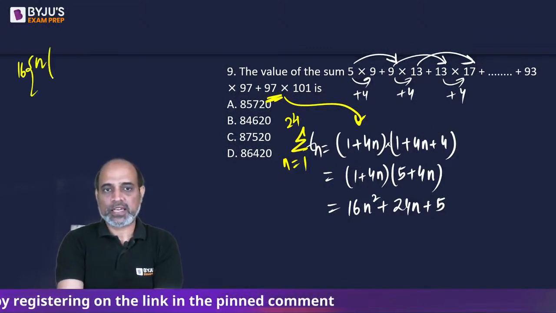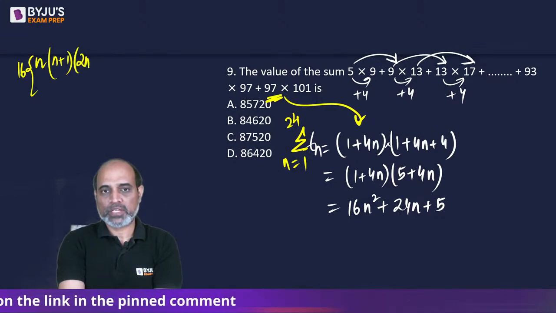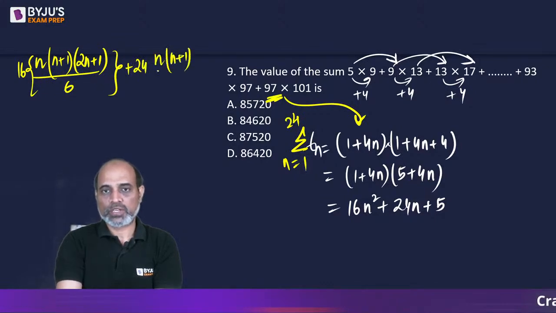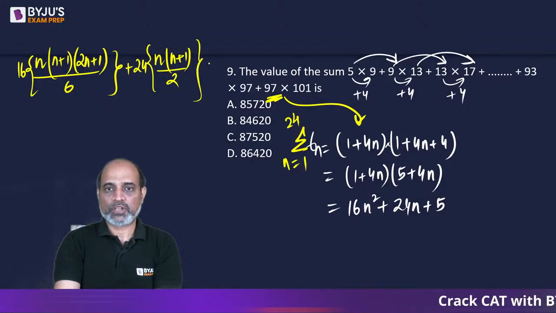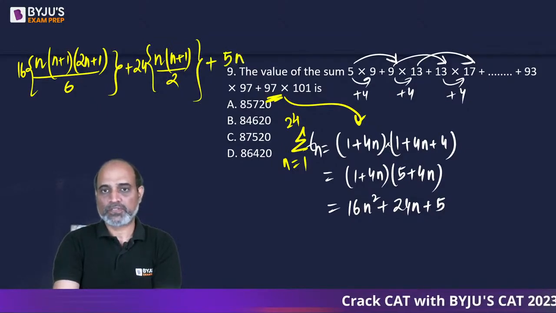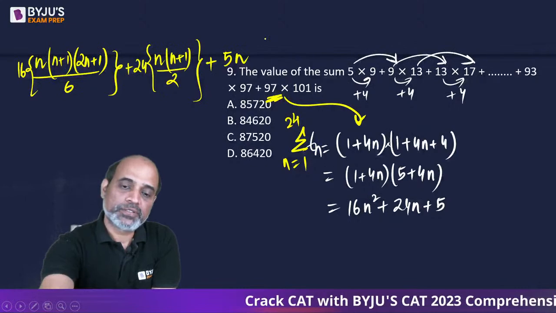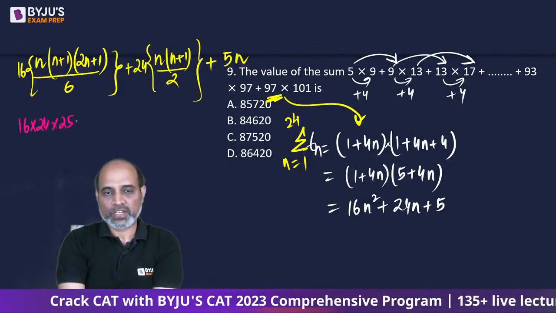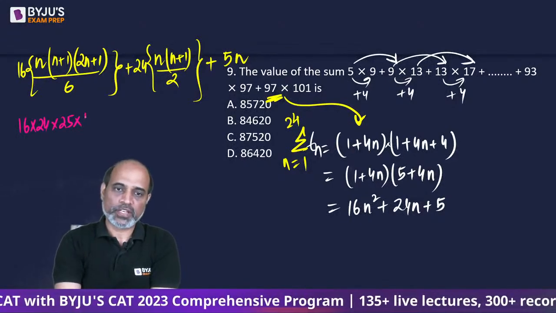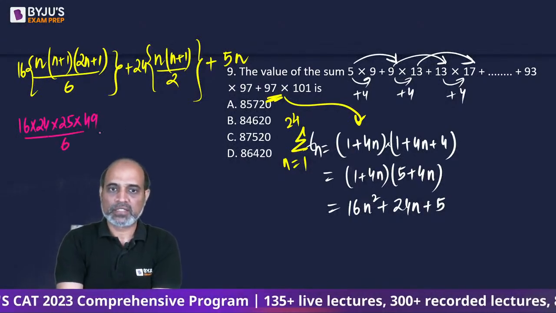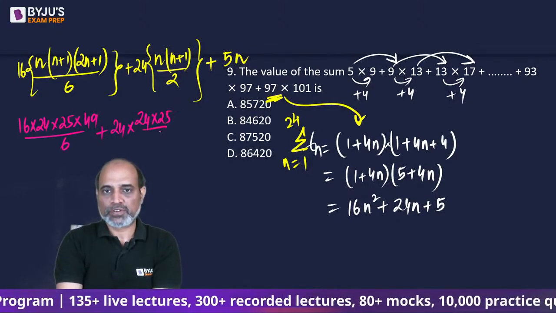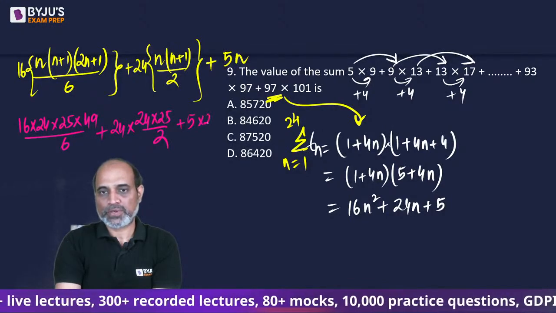What is the summation of n square? It is n into n plus 1 into 2n plus 1, and then whole divided by 6. Then what is the summation of n? It is n into n plus 1 whole divided by 2. And what is the summation of 5? That is 5n. We are supposed to put 24 here. So we will have 16 into 24 into 25 into 49 whole divided by 6, plus 24 into 24 into 25 whole divided by 2, plus 5 into 24.